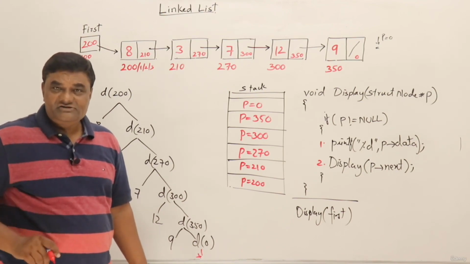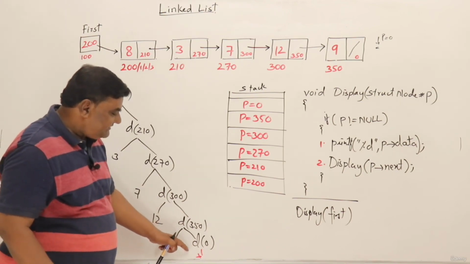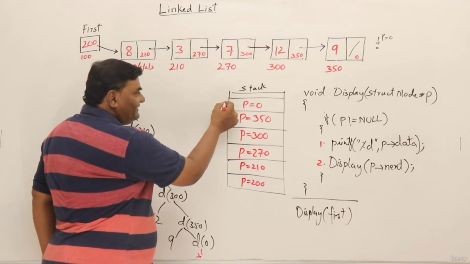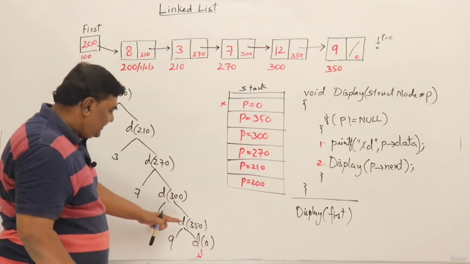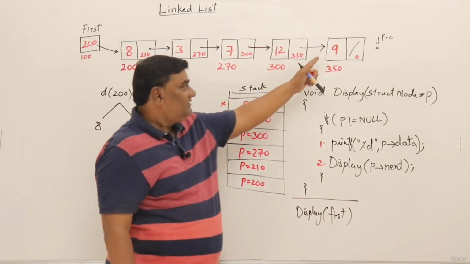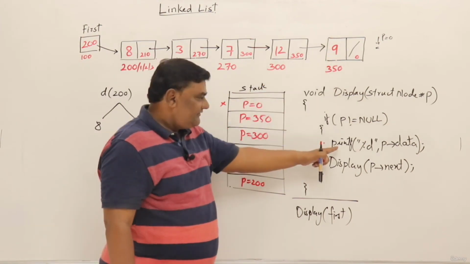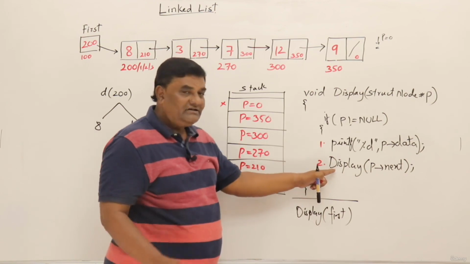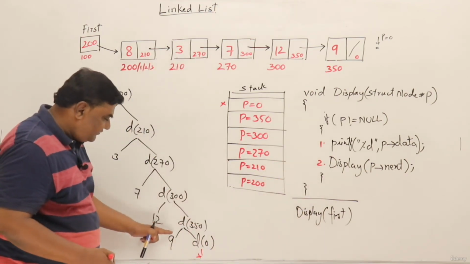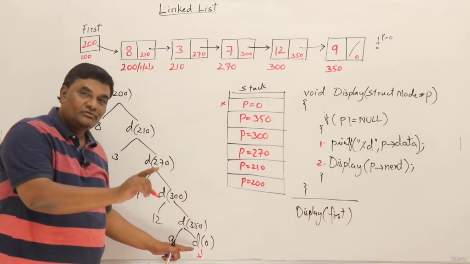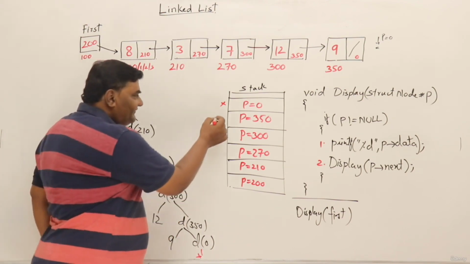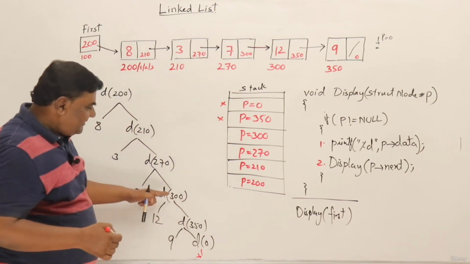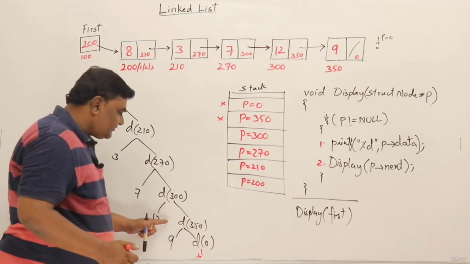Now as this is recursion, when this call has terminated, its activation record is deleted. Then it will go back to the previous call. The previous call was for this node 9. So the value was printed and it went on to the next node also. Work is over, so this function has finished, and its activation record is deleted.